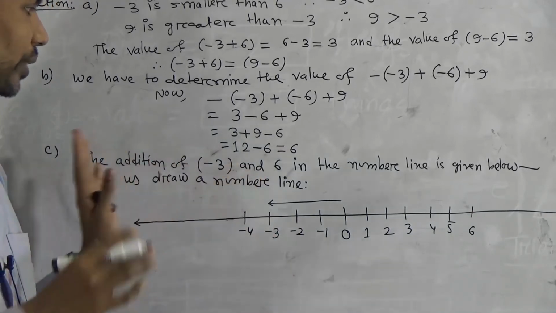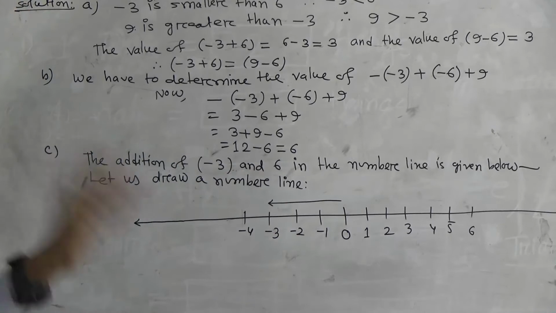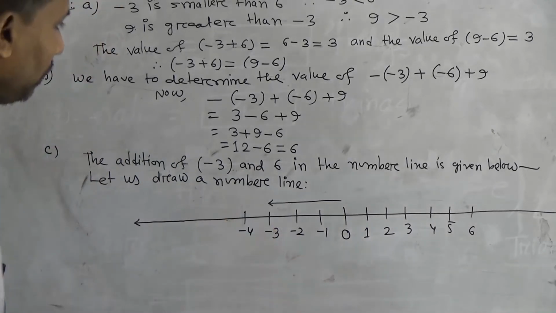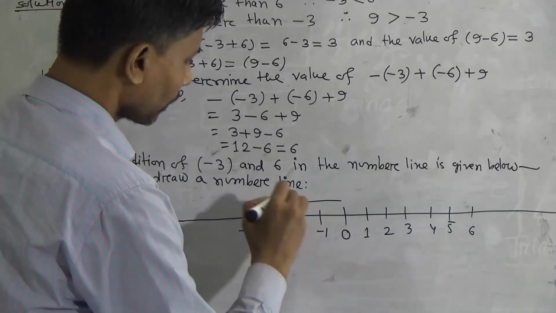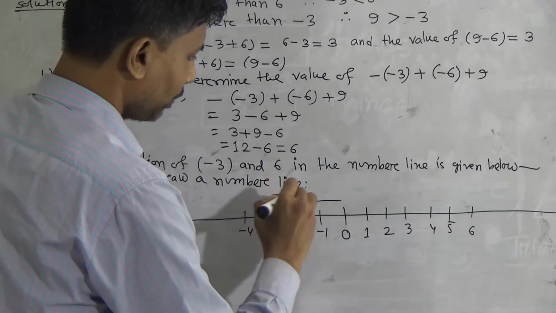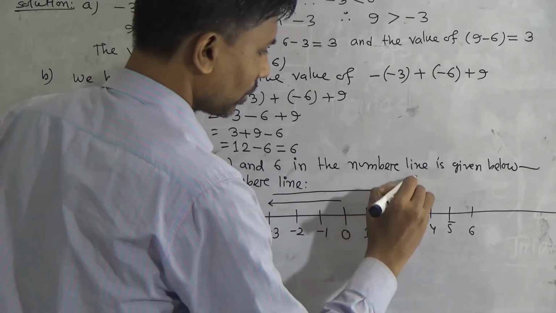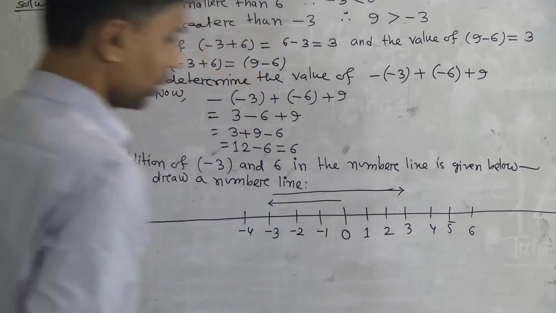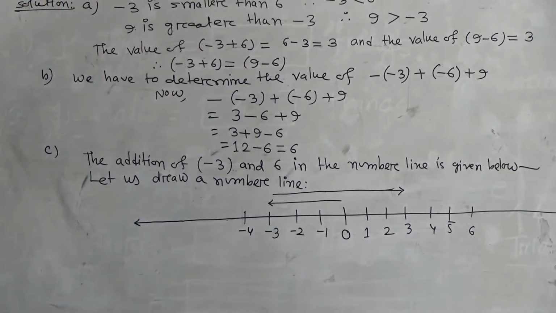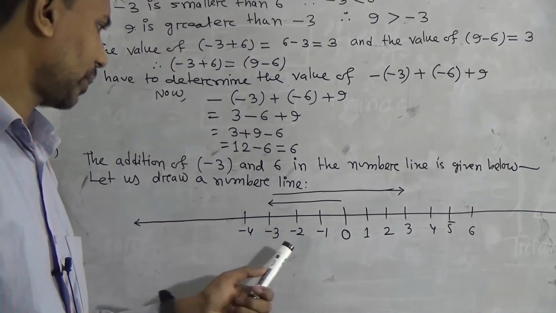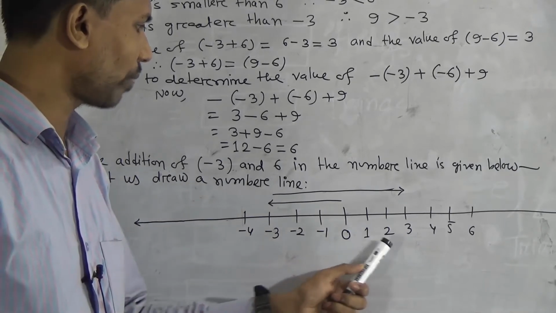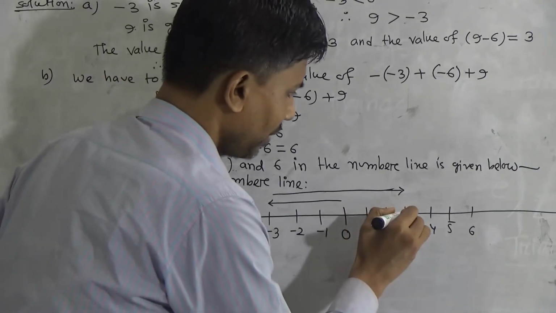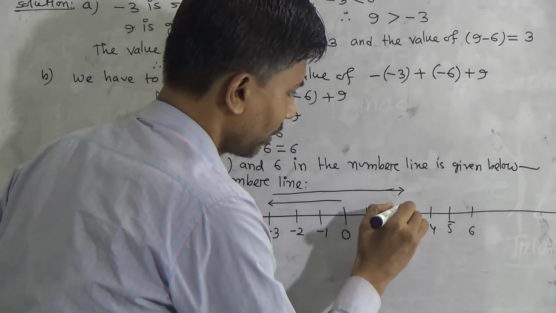And 6, how can we get 6? We have to move 6 steps right from minus 3. Okay, how can? Look, how many steps? 6 steps. That means here. Look, student, we have to move 6 steps. That means 1, 2, 3, 4, 5, 6. Okay, so our value is what? Determined value is positive 3.